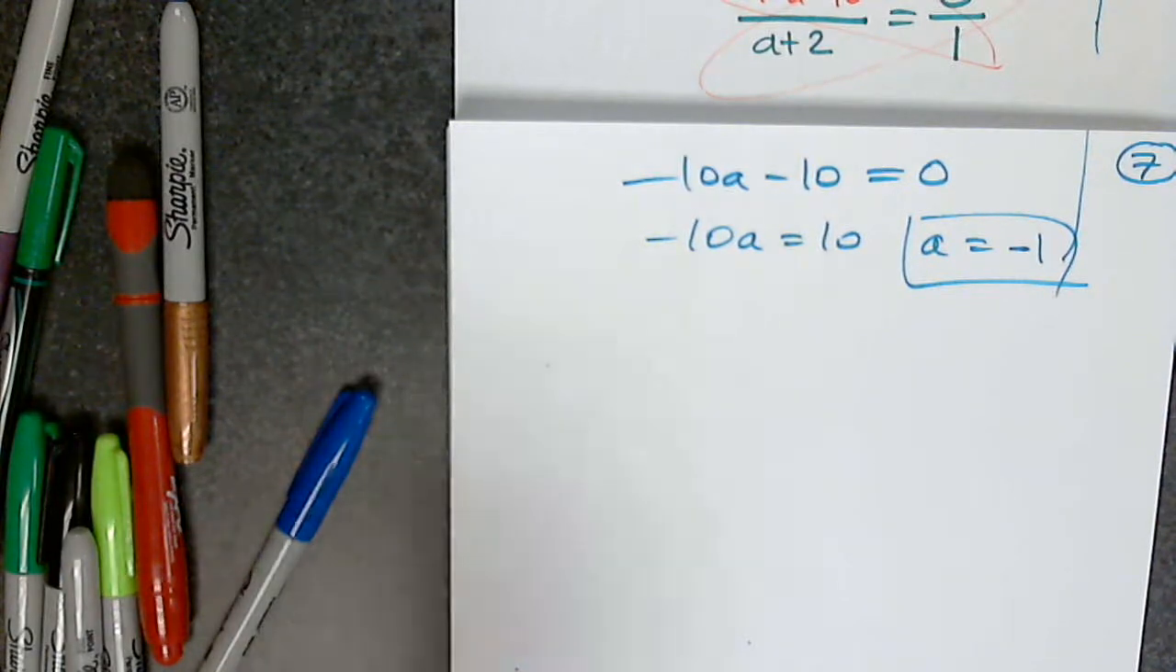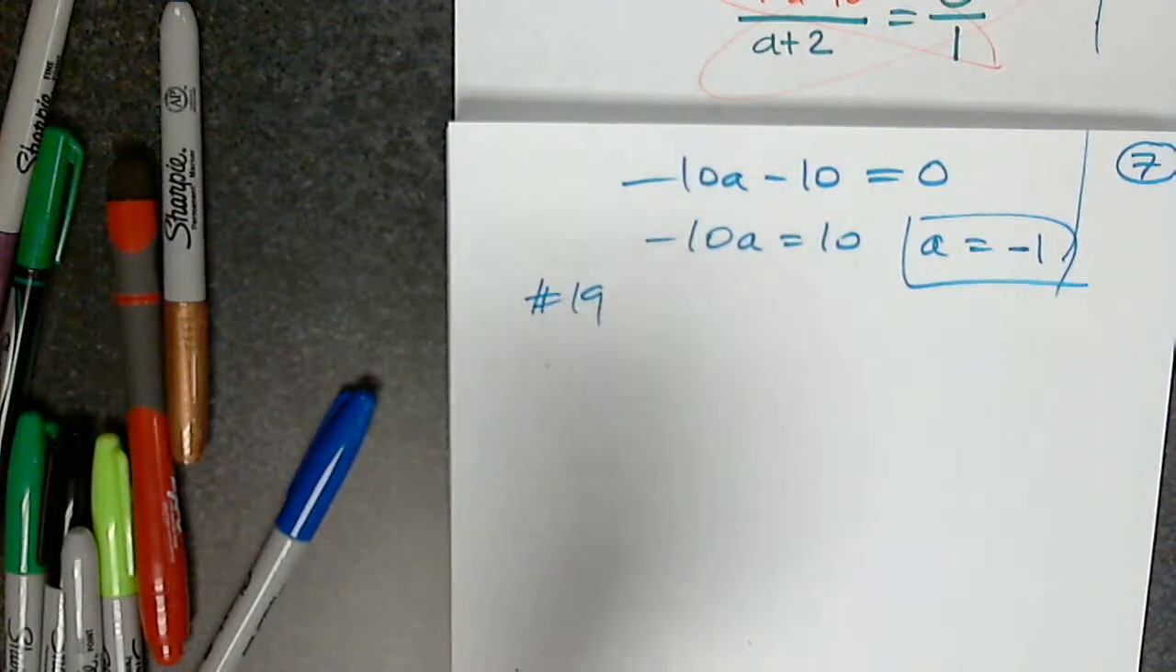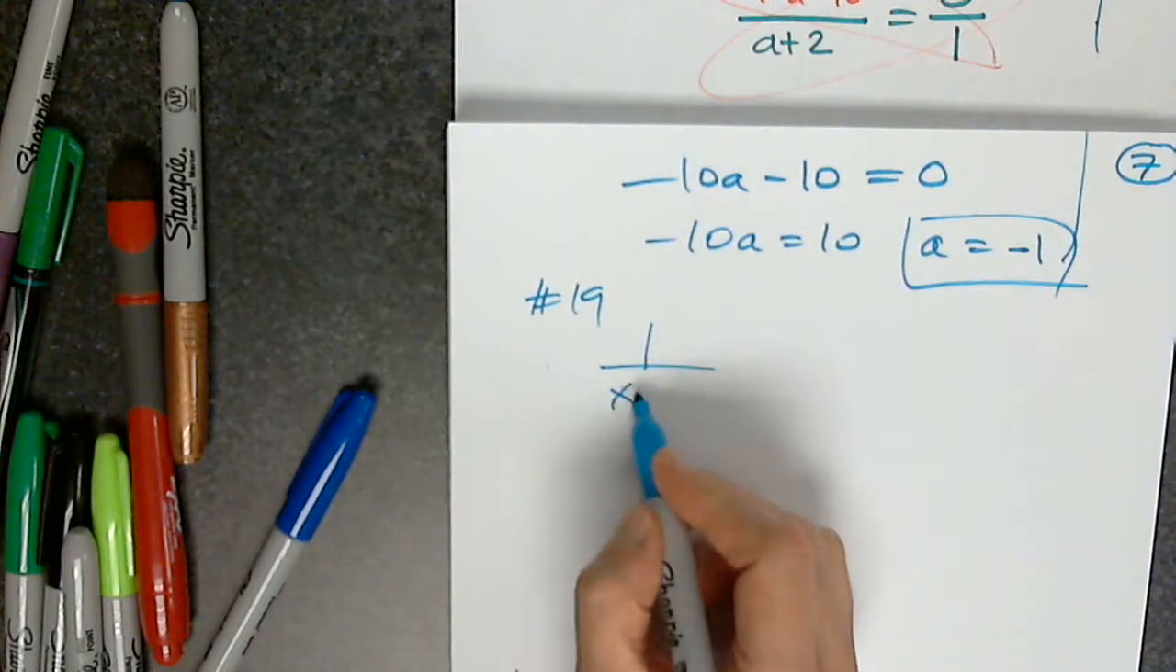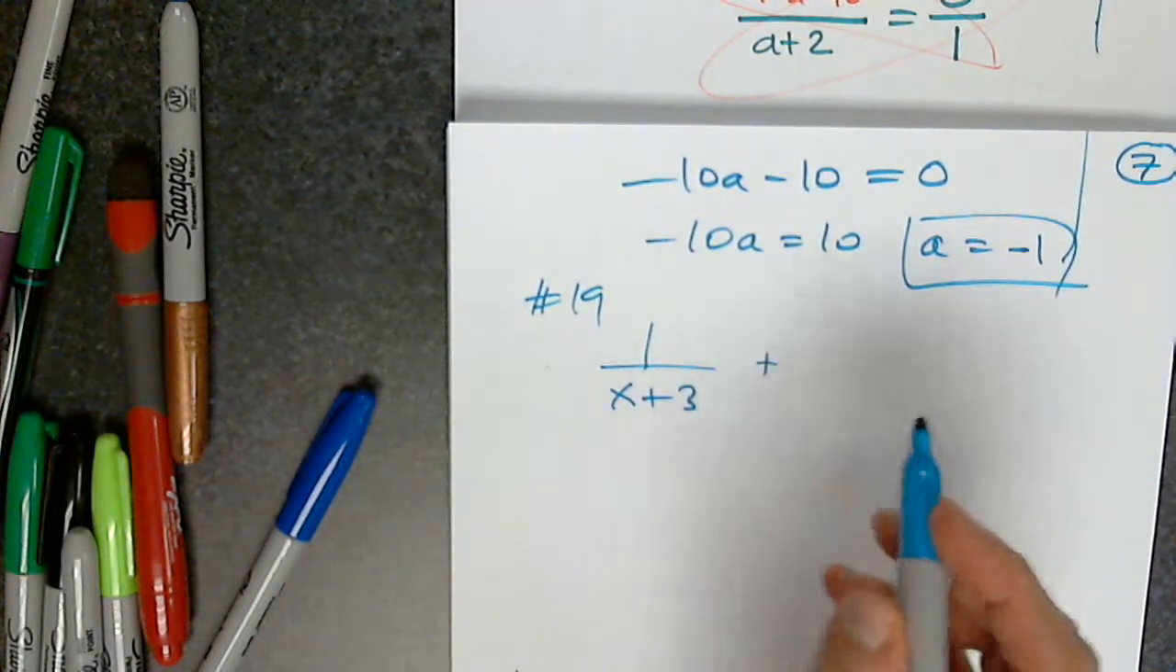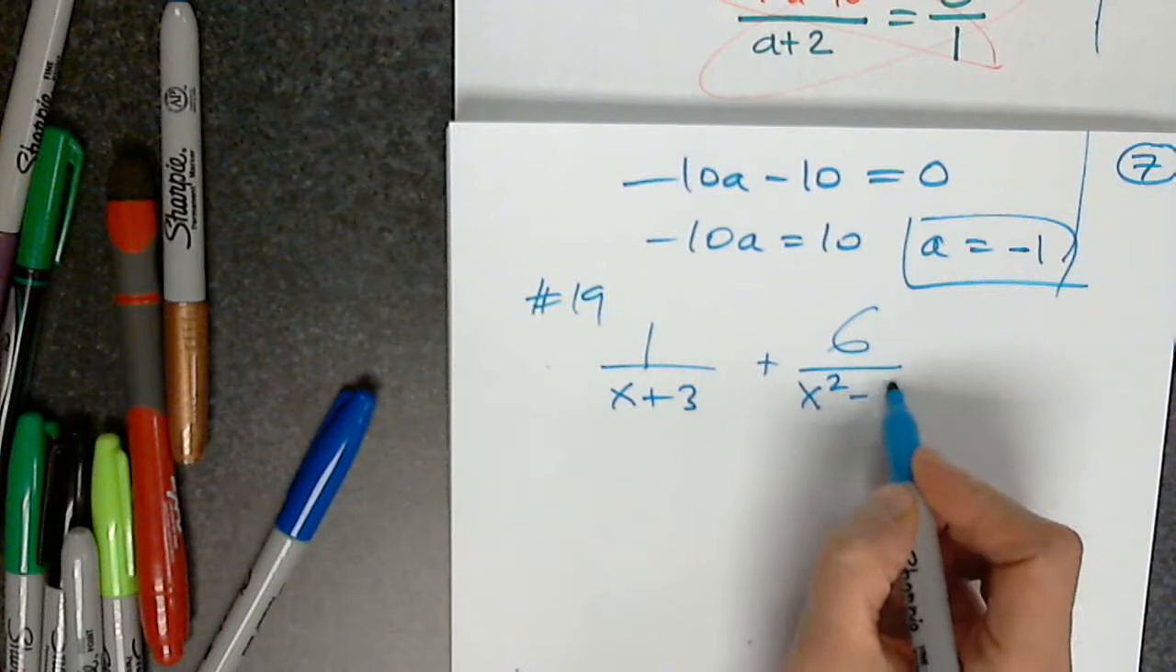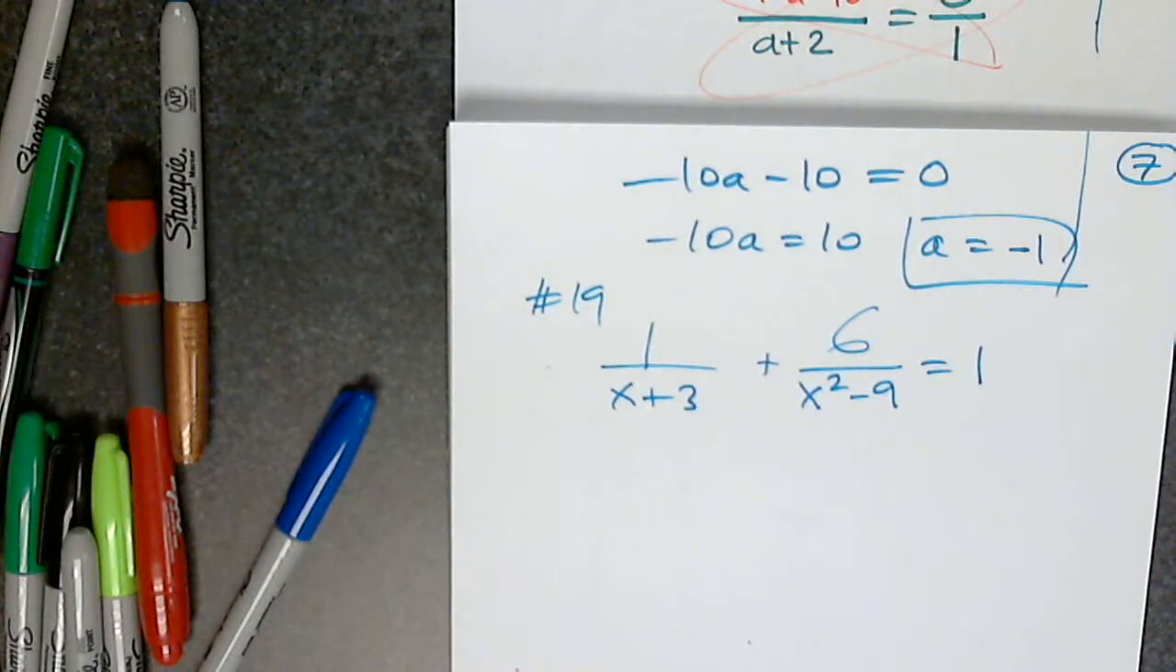Okay, number 19. 1 over x plus 3 plus 6 over x squared minus 9 equals 1. Okay, so let's work on this together, and individually and then together.